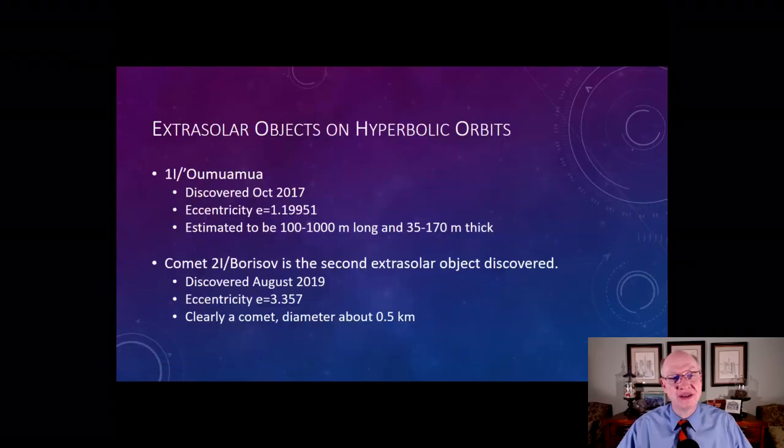Interestingly, just 2 years after Oumuamua, in August of 2019, we discovered the second one of these, and this was the comet Borisov, named for the astronomer who first discovered the comet. It was the second extrasolar object discovered. The eccentricity of its orbit is 3.357, so it's on a highly eccentric orbit. And this is clearly a comet. It was about 0.5 kilometer in size.